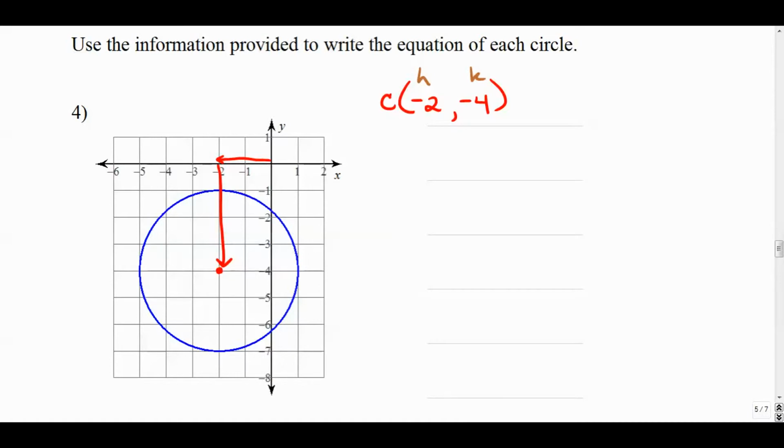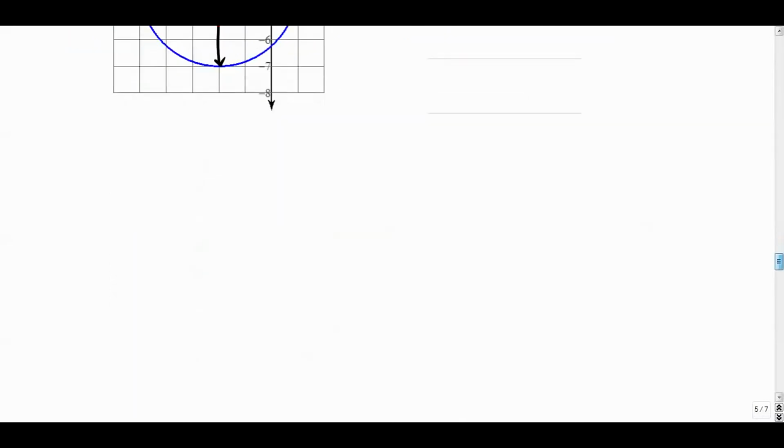My radius, of course, is going to be the distance from that center to any point on the circle. 1, 2, 3 units. So r is 3. And you just plug it in. So it's minus up here, we're going to put a plus down here. Same thing over here. 3 squared is 9. And you're done.